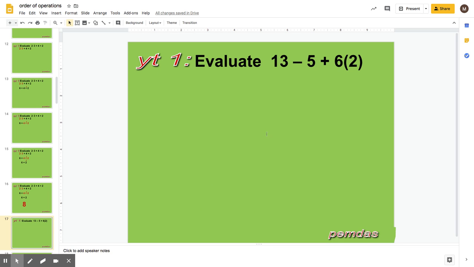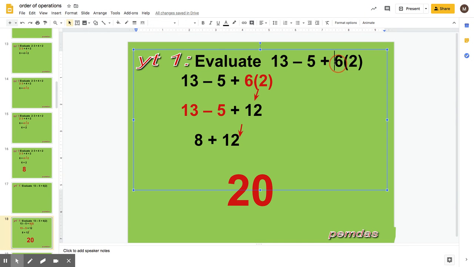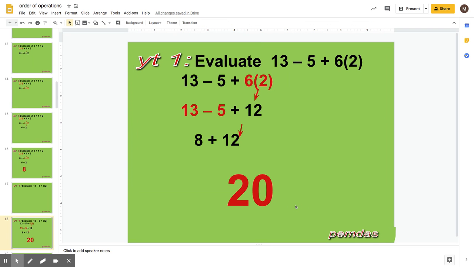All right, I'm assuming you paused the video, so let's go over the answer. The first step here is to multiply 6 times 2. So that's why I made an emphasis here. 6 times 2 is 12. And then I bring down everything else. So I get 13 minus 5, which is 8. Here I get 8 plus 12 is 20. So hopefully you guys got that number.